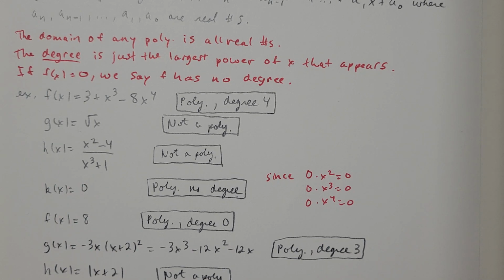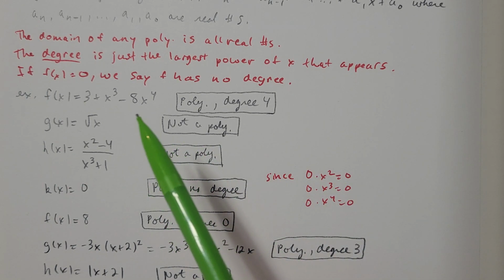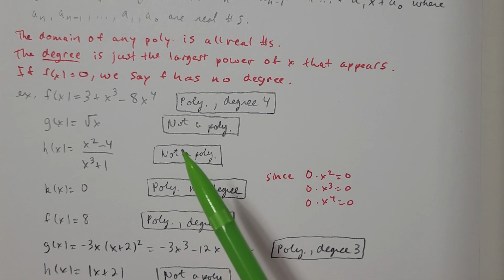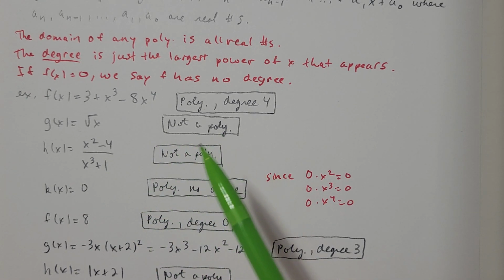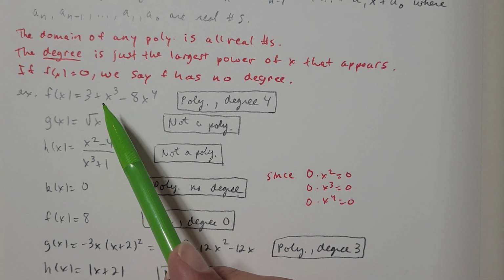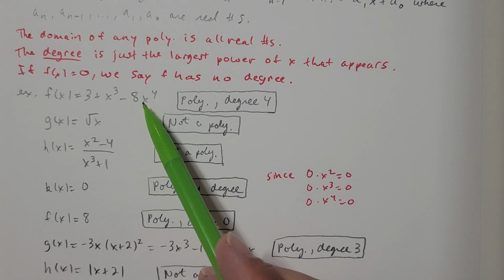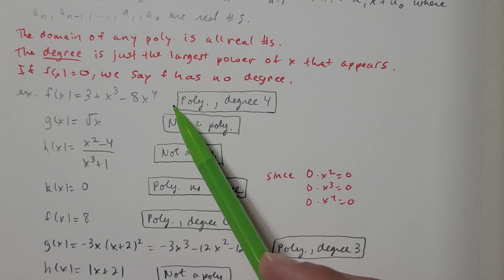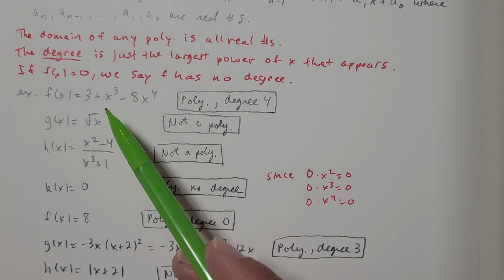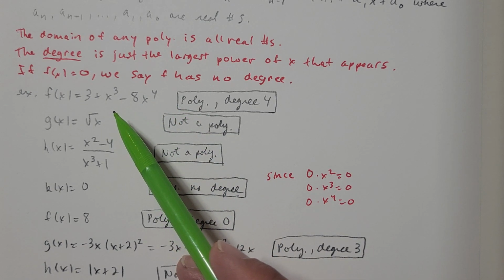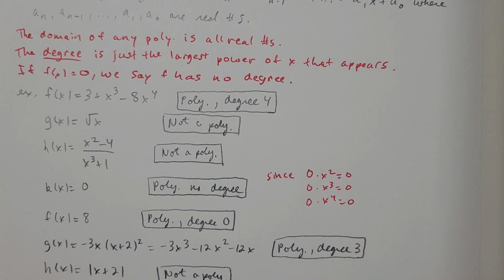Okay? By the way, if I had any square roots or any other radicals in any function, those are not polynomials. So like if I had 3 plus x to the 1/2 power minus 8x to the fourth, I would not say that this is a polynomial of degree 4. This would not be a polynomial then. Okay, the whole thing is not a polynomial.